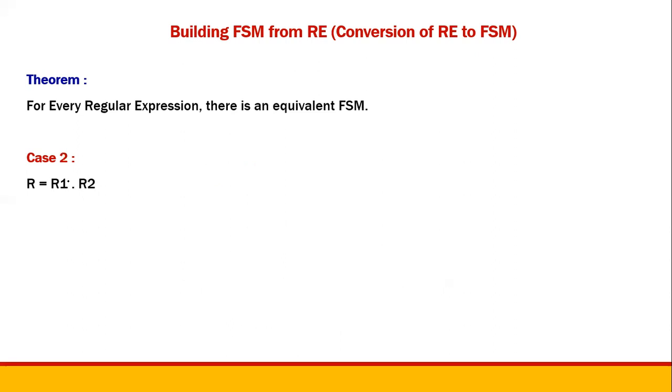Then the next one is R1 dot R2. That means R1 followed by R2. It is the concatenation operator. So how does the FSM look? Let's say we have machine M1, which is reading regular expression 1, and we have one more machine M2 which is reading regular expression 2.